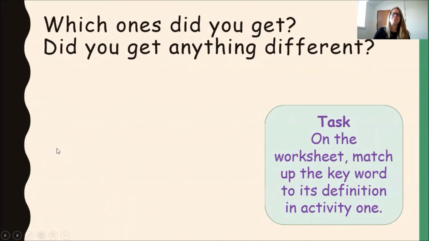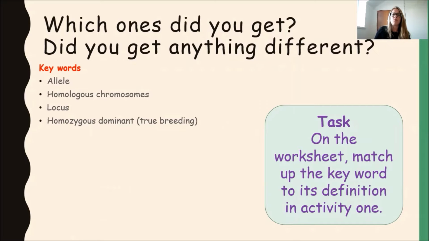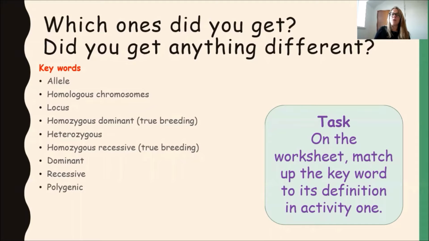So, how do you do? Which ones of these did you get? Did you get anything different from these words? So let's have a look at the keywords that I have written down. Allele, homologous chromosomes, locus, homozygous dominant, heterozygous, homozygous recessive, dominant, recessive, polygenic, phenotype, genotype, and F1 generation. Now you might have got some that aren't on that list, and that's fantastic.